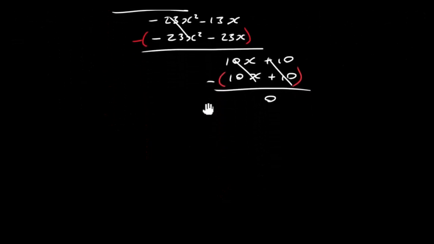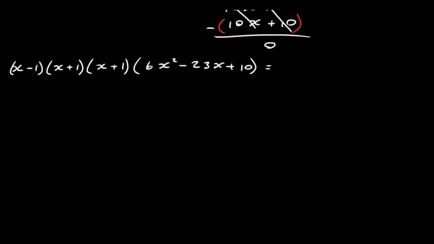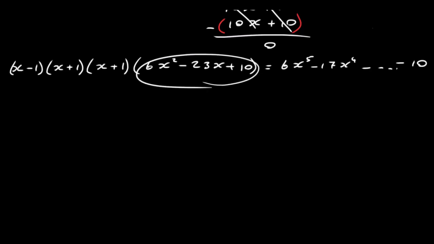So now let's see what we have. We started again with x minus 1 as a factor. We discovered that x plus 1 is a factor also, and then we discovered that another x plus 1 is a factor. And now we have just worked out that 6x squared minus 23x plus 10 is also a factor. And again, if you multiply all those four things out, you will get 6x to the power of 5, this original function, minus 17x to the power of 4, and so on, all the way out to minus 10. Okay, so we have three of our linear factors here, if you like, and we have this quadratic factor here. So let's see if we can break this down into more factors.